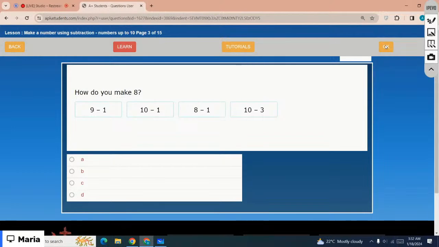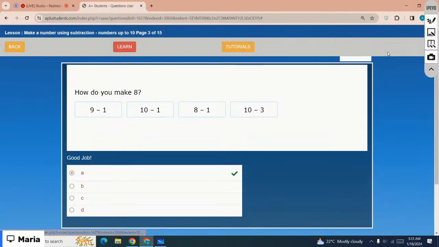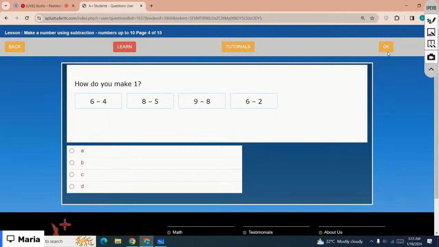Yes, the correct option is 9 minus 1 is 8. Option number 1 is the correct option, right? Okay, the next one is how do you make 1? Which is the correct option?